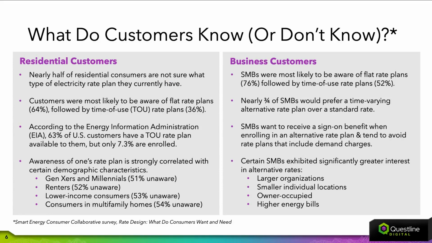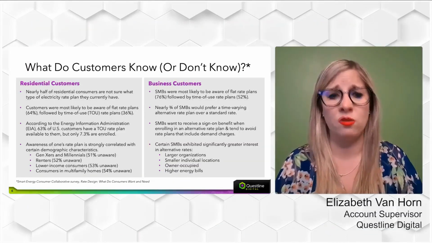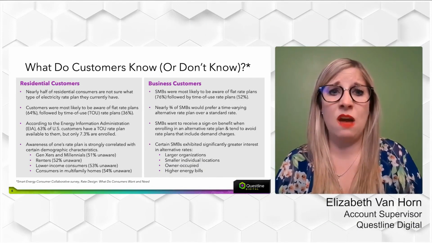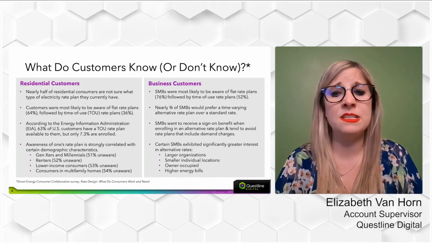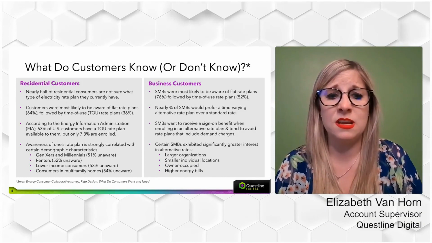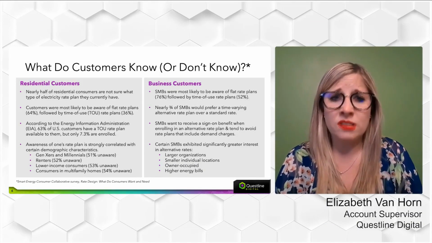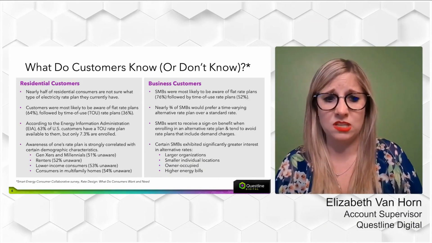The EIA reports that 63% of U.S. customers have a time of use rate plan available to them, but only 7.3% are actually enrolled. That's crazy. So there are clearly some missed opportunities right in front of us. Most customers aren't enrolled in a time of use plan, even if they have one available to them. And business customers want alternative rate plans, but don't know about them. So awareness and education are lacking amongst both of these groups.